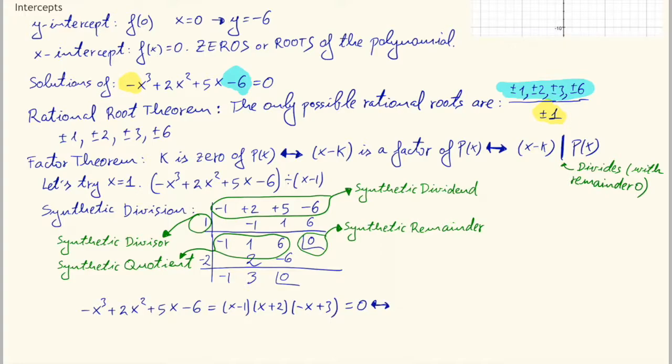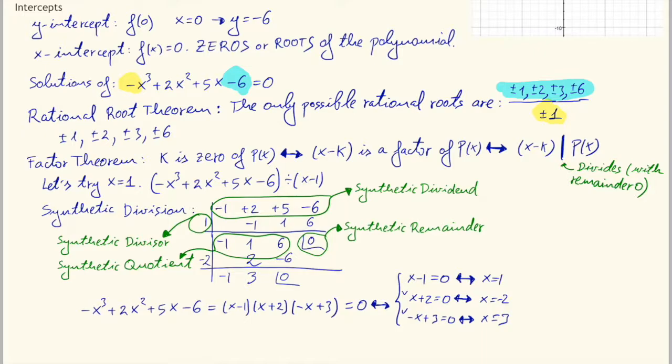Now, once we have factored the polynomial, we can apply the 0 property. For these three factors multiplied to be 0, one of them at least must be 0. So here we have three options. X minus 1 equals 0, x plus 2 equals 0, and minus x plus 3 equals 0. These are three linear equations. We can solve them so easily, and we are getting 3 zeros or 3 roots.